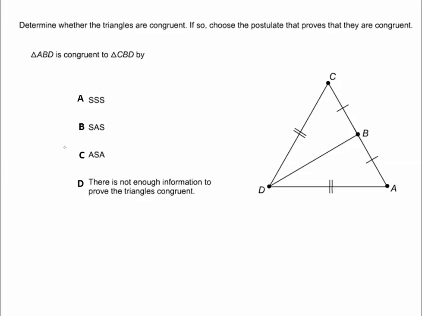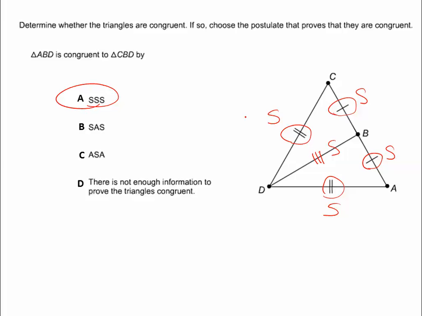Okay, in these it says determine whether the triangles are congruent, and if so, choose the postulate that proves they are congruent. Well, if you look at this one right here, you've got CB and BA. Those are sides. Then we've got CD is congruent to DA. That's another side. And then we know that DB is congruent to DB based on the reflexive property, so that's another side. So these guys are going to be congruent by side, side, side.